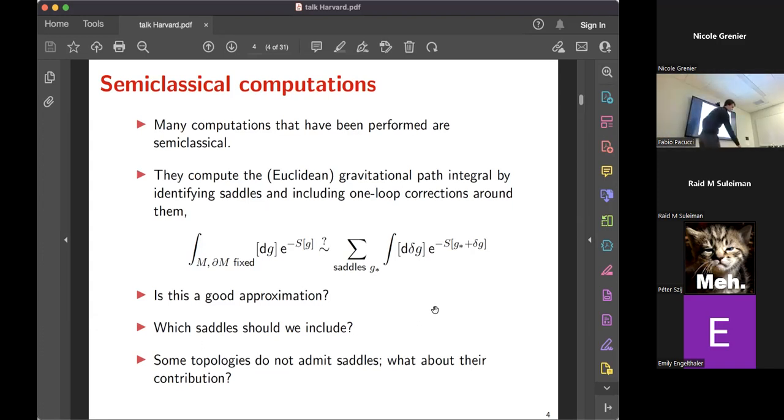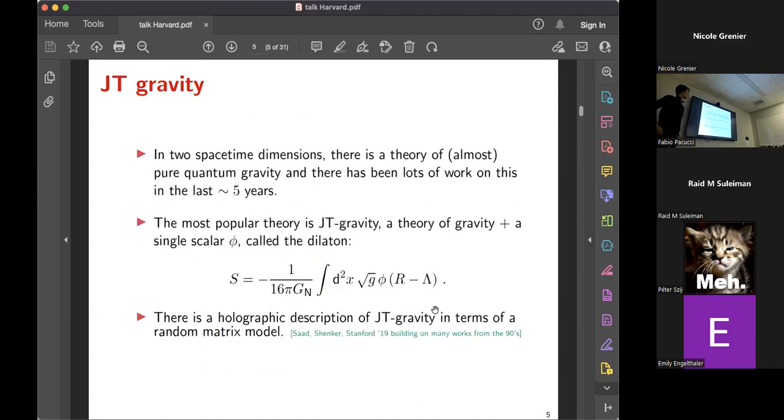All of these questions, I think, are very unclear, at least to me. Let me tell you about a theory where essentially all of this has been understood, but it's a very simple toy model. It's a theory of two-dimensional gravity. By two-dimensional, I mean two space-time dimensions. And it's a theory of almost pure gravity, and this is actually a gravity theory that we know how to quantize. This is Jackiw-Teitelboim gravity. Got to put the reference by Jackiw and Teitelboim.